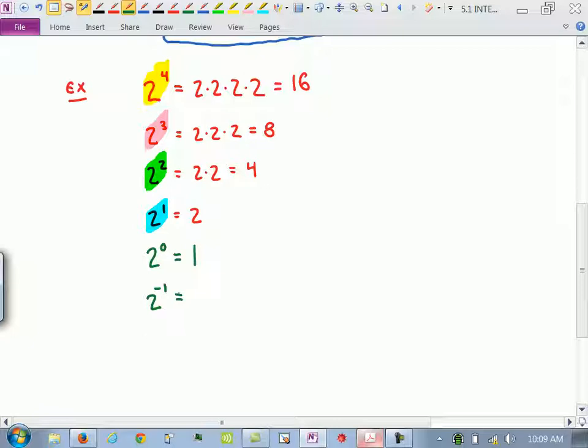What's 1 divided by 2? Yes. What's 1 divided by 2? 1/2. That's it. 1/2. I took the 1 here, and I divided it by 2. So 2 to the negative 1 is actually 1/2. It's not negative 1/2, it's 1/2.